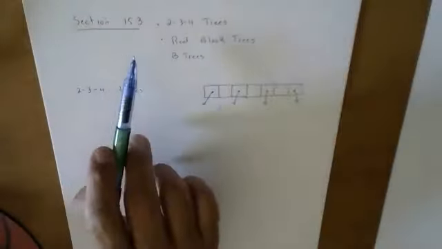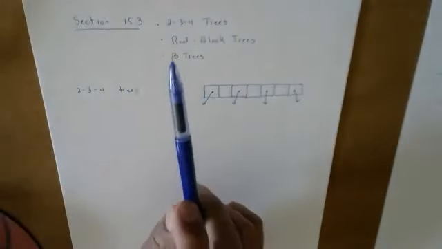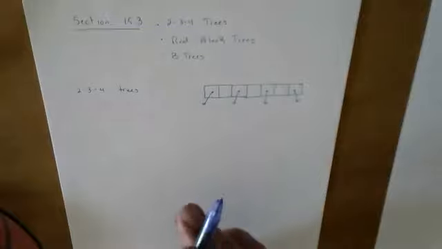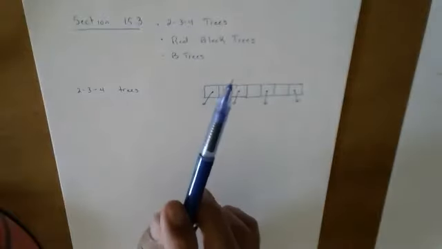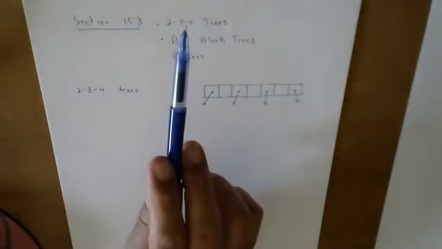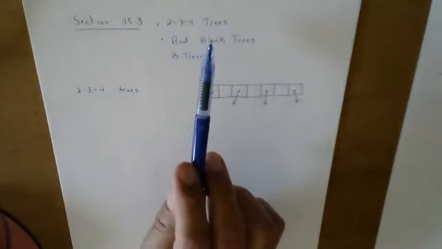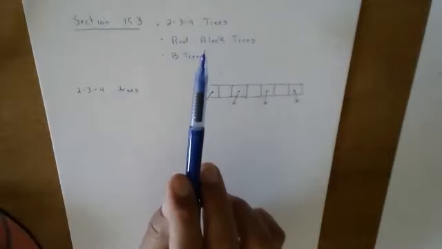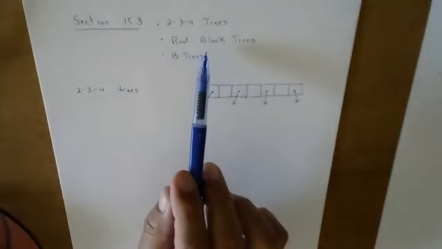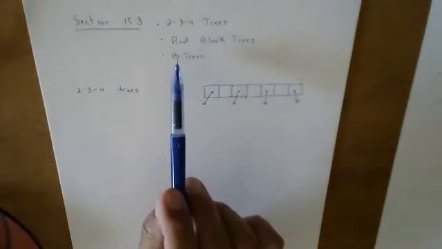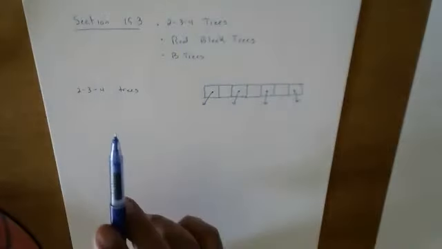Today, section 15.3, we're going to take a look at 2, 3, 4 trees, red-black trees, and B-trees. Once you learn one, we're going to take a look at the other one, especially this red-black tree, and start to scratch our head because that one's not as easy as the first one. But let's start by taking a look at the 2, 3, 4 tree.